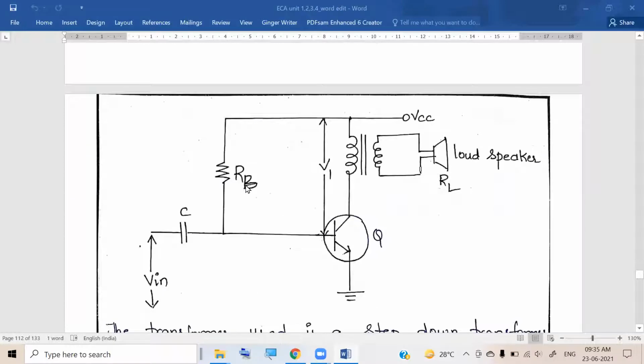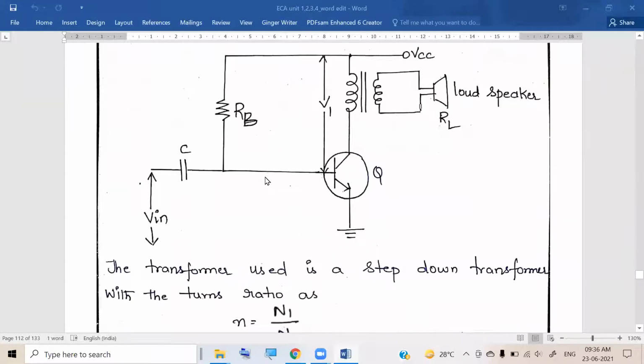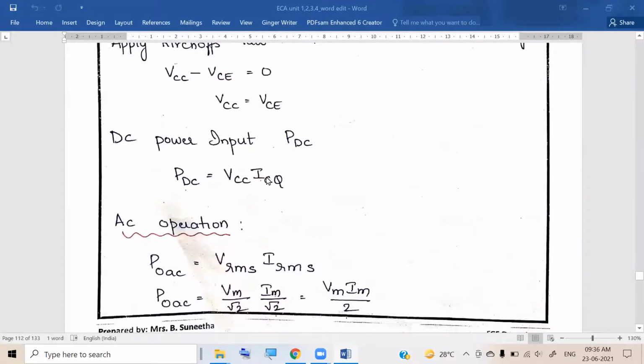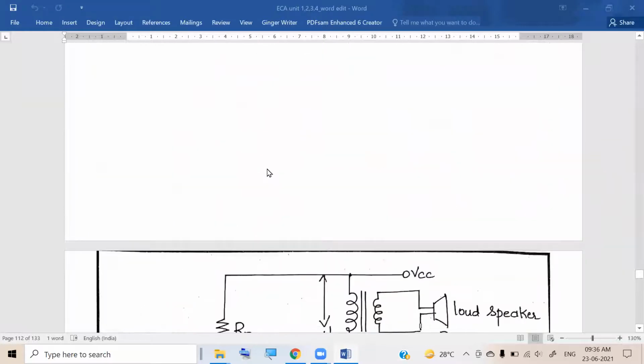Like in the previous class, how did we fix IB? By fixing this RB, we fixed IB. Same method. Once we fix IB, IC is automatically fixed. IC is equal to beta IB. So we fix RB, that fixes IB, and that fixes IC. Clear? Same as the previous method. That is the reason we don't have the description here. Same as the previous method.